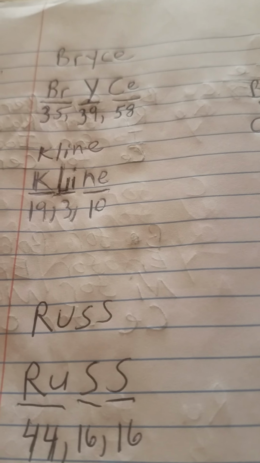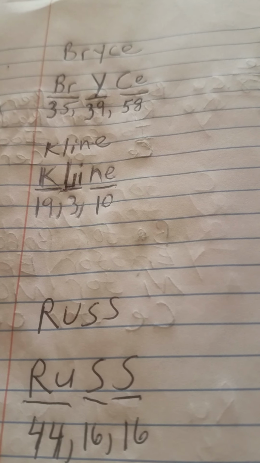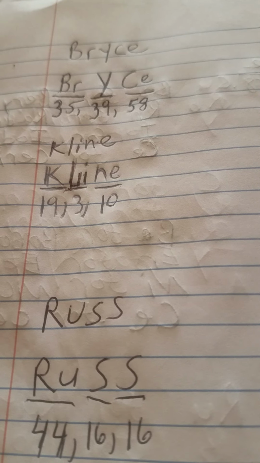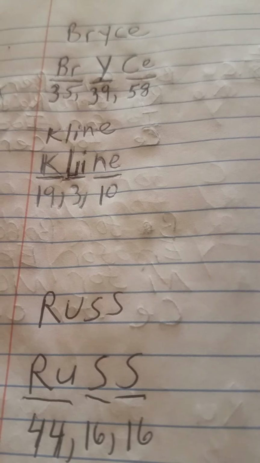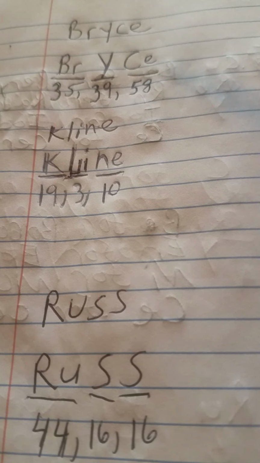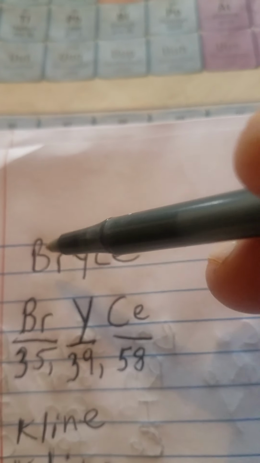I used people's names, their middle names or initials and last names, in order to remember the periodic table of elements, the chemical symbols, atomic numbers and atomic mass. Here, for example, I want to use the atomic number and the chemical symbols. Here's a good way to remember them through names. So let's take the name Bryce, capital B-R-Y-C-E.